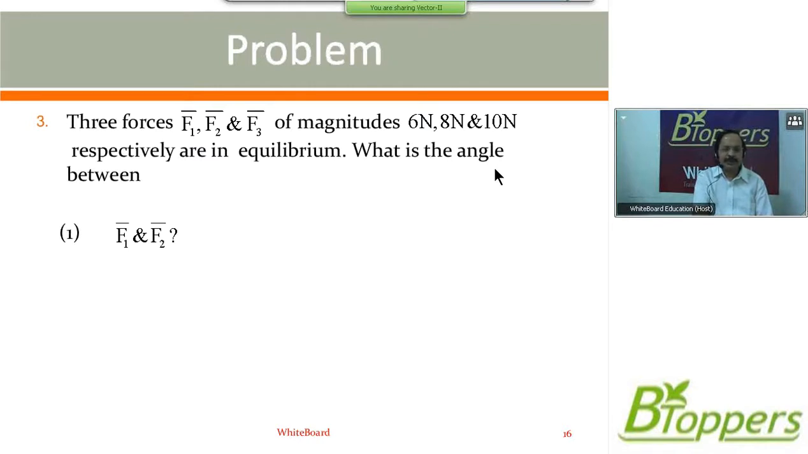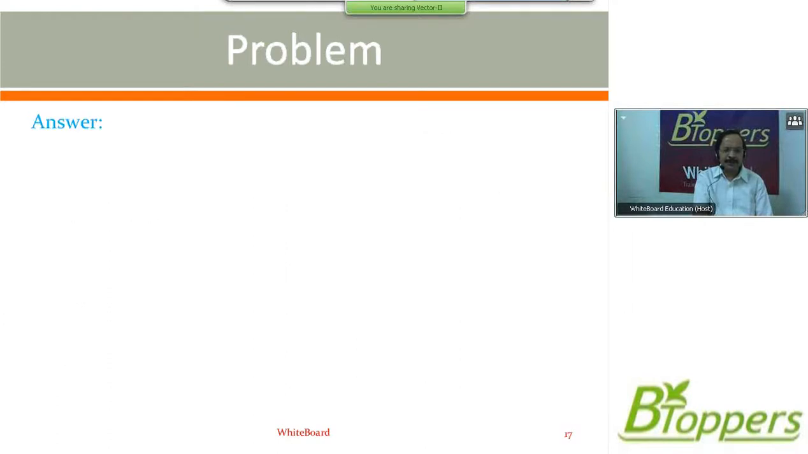Once we look at the problem, three forces F1 bar and F2 bar and F3 bar of magnitude 6 newtons, 8 newtons and 10 newtons respectively are in equilibrium. What is the angle between, first part of question, F1 bar and F2 bar, second part of the question, F2 bar and F3 bar, third part of the question, F3 bar and F1 bar. So you have to try this problem yourself. You can take a pause and try the problem yourself.